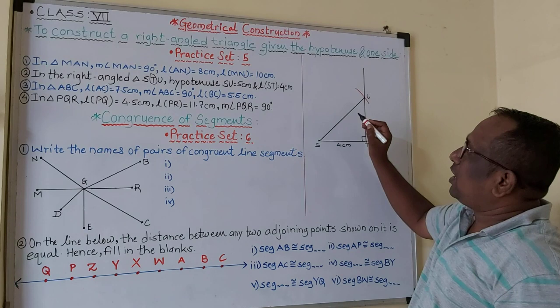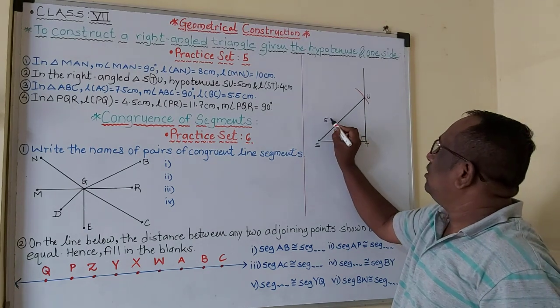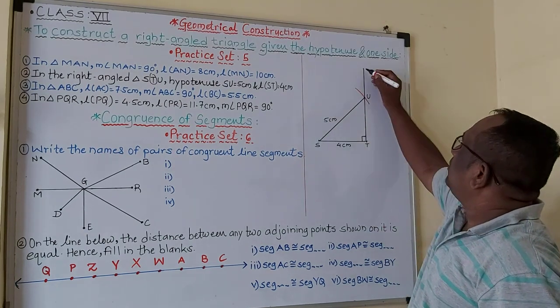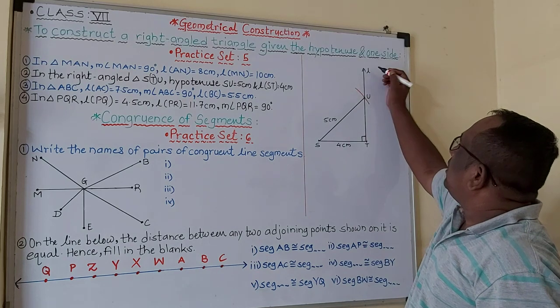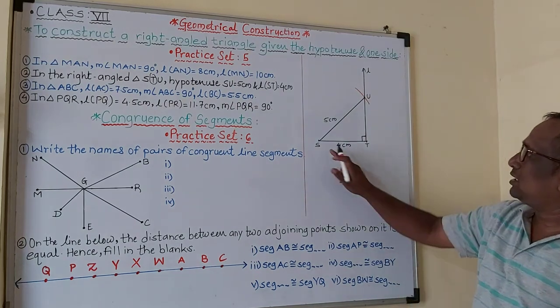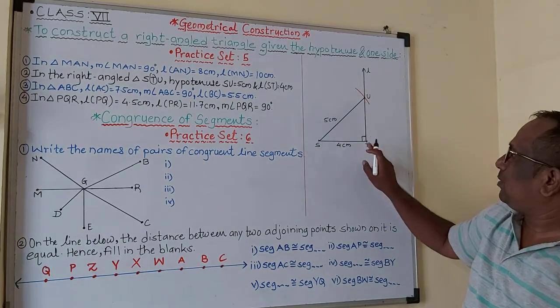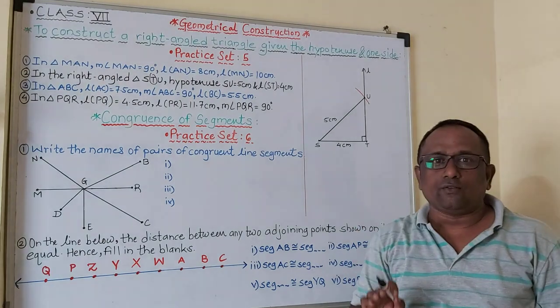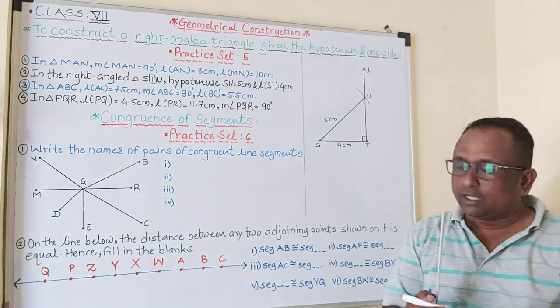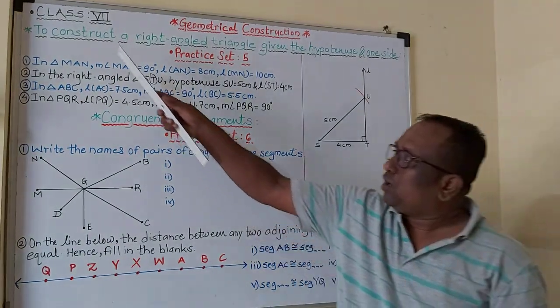So we got our hypotenuse, that is 5 centimeter. Give name L. Okay. So ST is 4 centimeter, SU is 5 centimeter, and this is your final figure, students. I hope you understand this. Remaining all you have to solve.